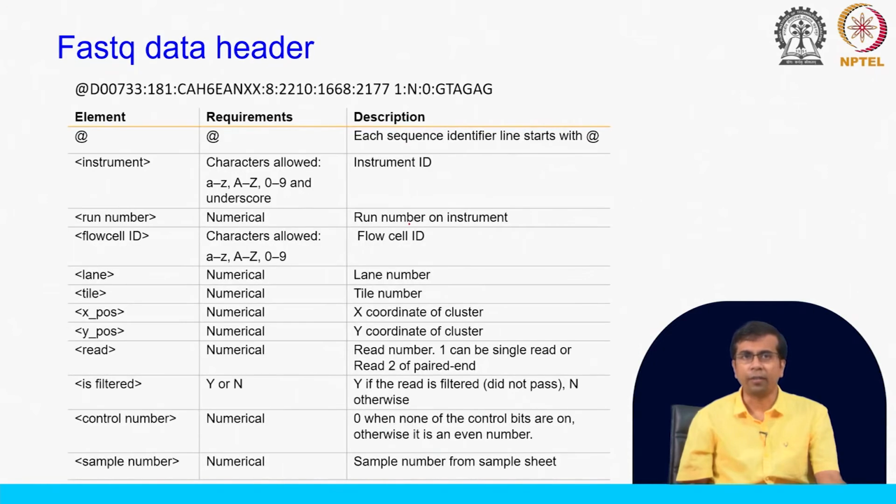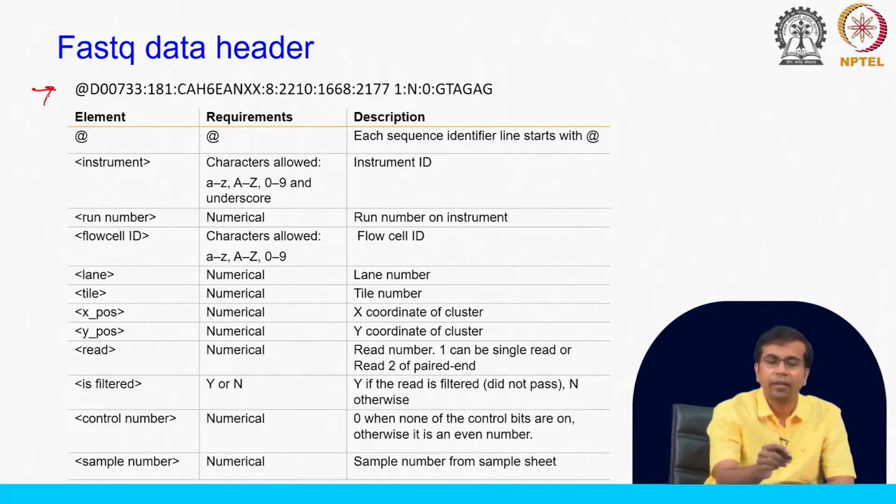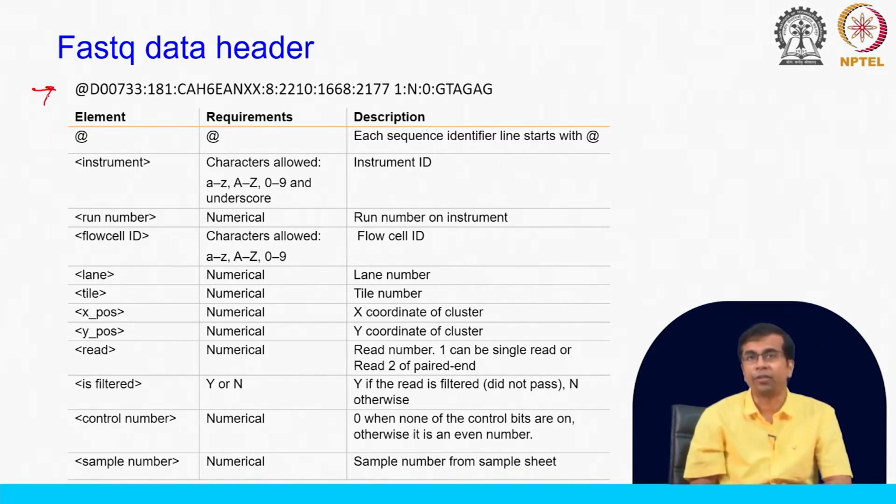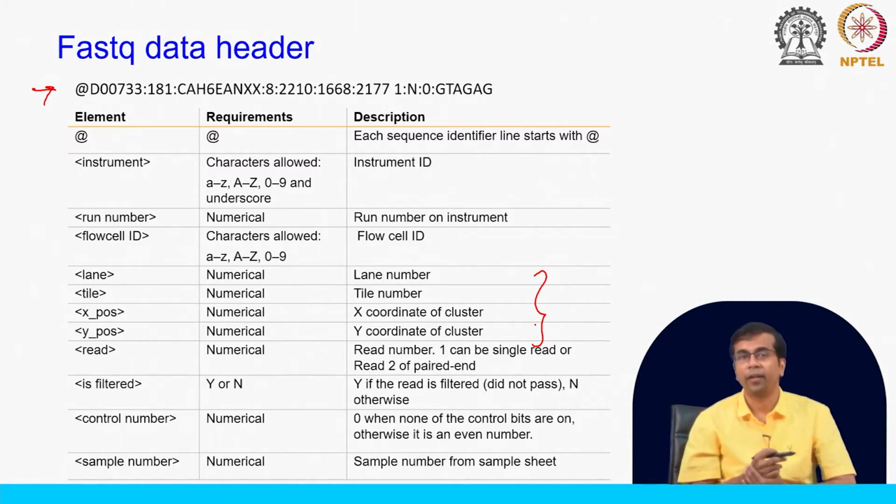Just to summarize again in one single table, if this is the header line, you have this information. You have the instrument ID, this D00733, then the run number on that instrument, the flow cell ID, and the location: lane number, tile number, x coordinate, y coordinate. Then you have the read number, as we discussed, which differs for single end and paired end, whether the read is filtered or not, whether you have control experiments, and finally the sample number, which is usually the index sequence.